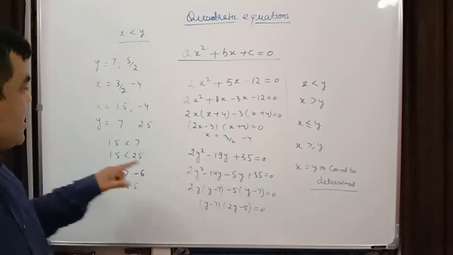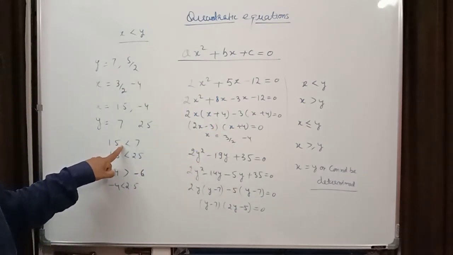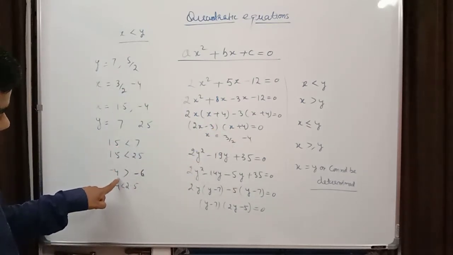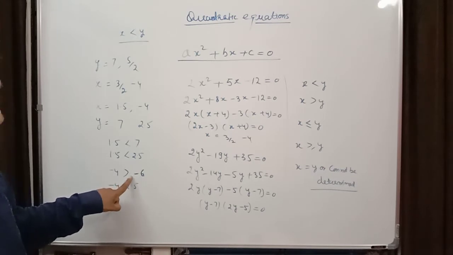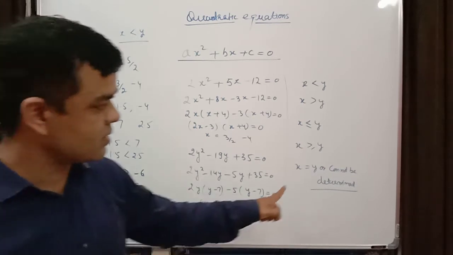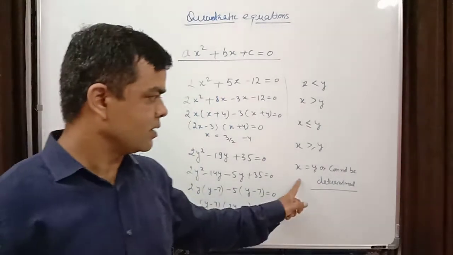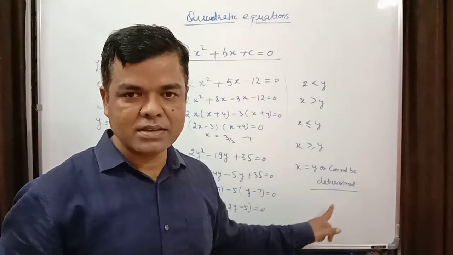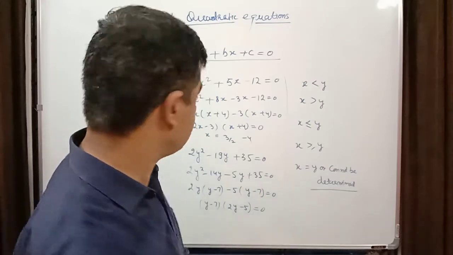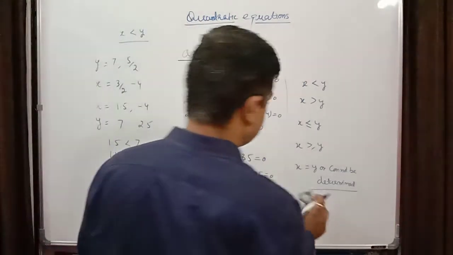So it cannot be that in one question x is less than y, and in another place x is greater than y, then it cannot be decided. So the answer will be cannot be determined, or the relation cannot be established. So this I have told you, a very basic thing.